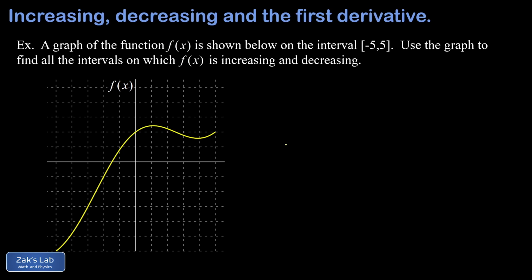So remember, increasing just means going up as you go to the right. So we start out increasing all the way from -5 to, it looks like 1. That's when the function shifts to decreasing, in other words, going down as we go to the right.